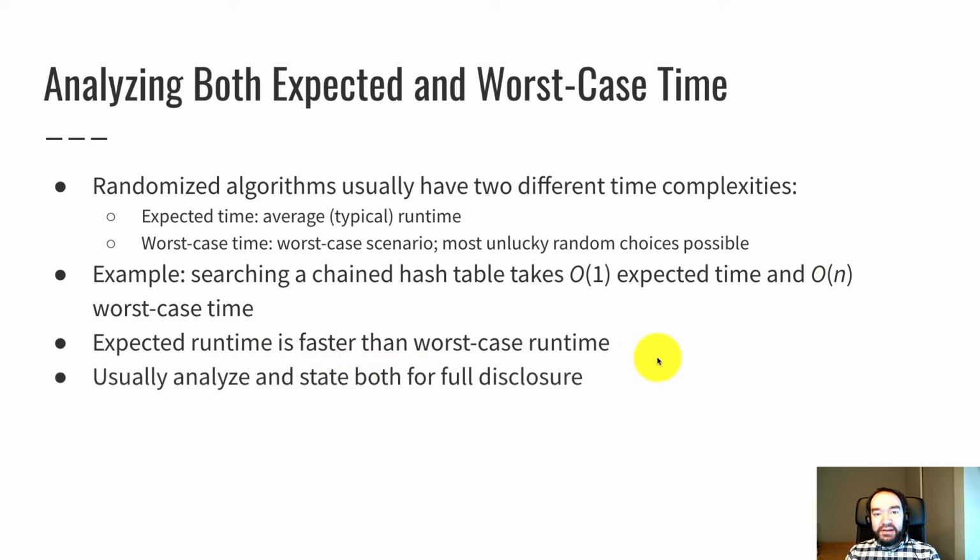So if someone is contemplating using one of these randomized algorithms, they would usually like to know both of these facts. What will I typically see and what's the worst case scenario? So usually we work both of them out and state both of them. However, we focus more on the expected runtime because that's more typical. So typically in practice, that's the kind of runtime you'll have. And so often we focus on that one more than the worst case.